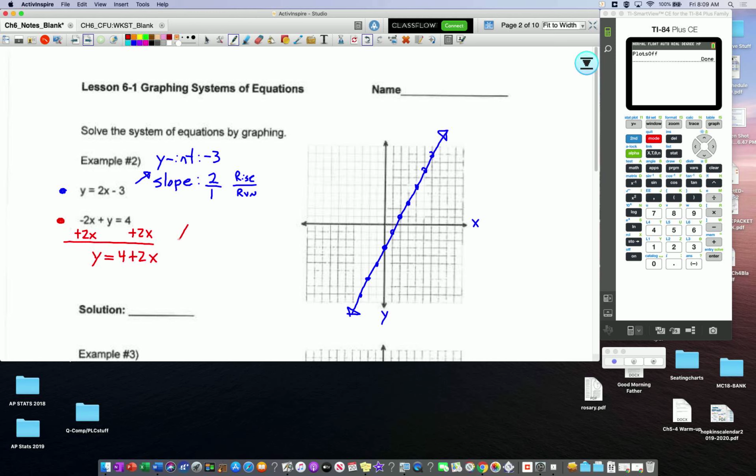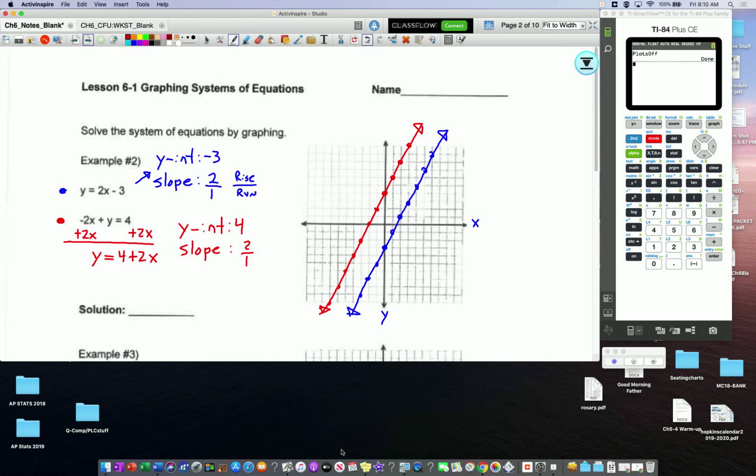So now my y-intercept, in this case, is 4. Okay. My slope is 2 over 1. So on this one, I start at 4. 1, 2, 3, 4. I go up 2 to the right 1, up 2 to the right 1, up 2 to the right 1. I can do the same thing going down. So now, connect all my points.